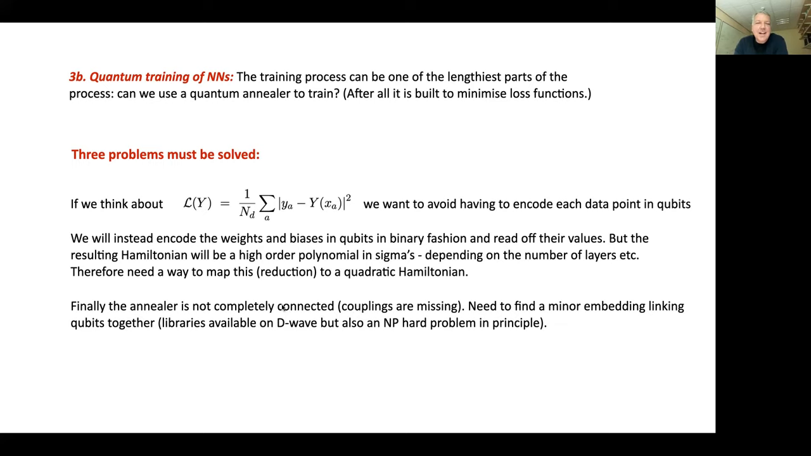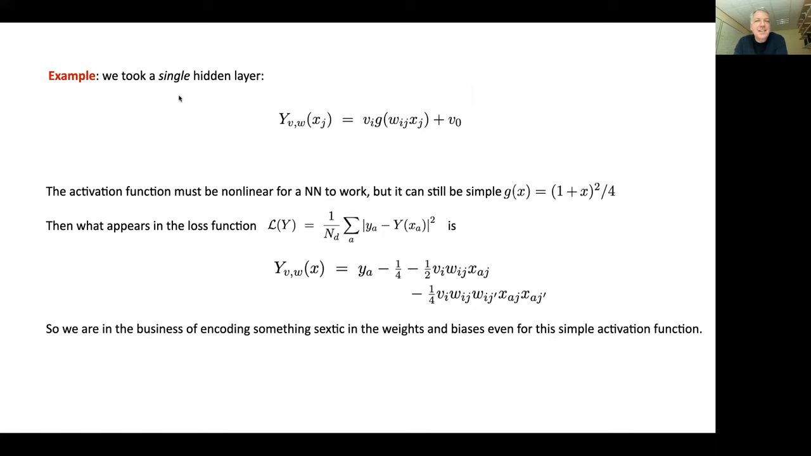And remember, the annealer is not fully connected, so some of the couplings are missing. And so we need to find an embedding that will put our model into the annealer. As I said before, finding an embedding can be a hard problem. So we're slightly restricted in what we can do, but you can still do something. I'll show you what we were able to do.